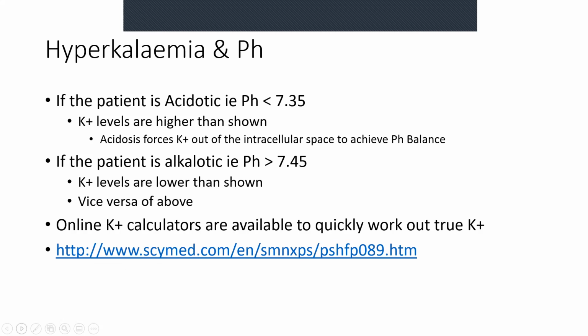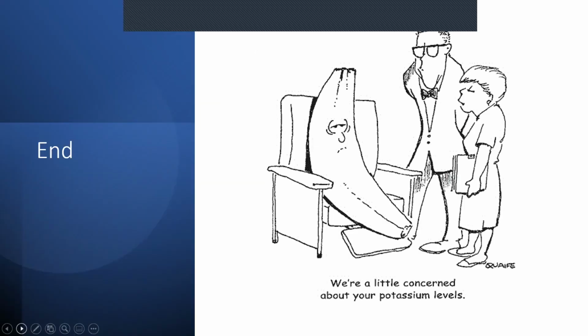So I hope that gives you guys an idea of how we manage potassium and how we look at everything. That's just a little joke just to finish up.